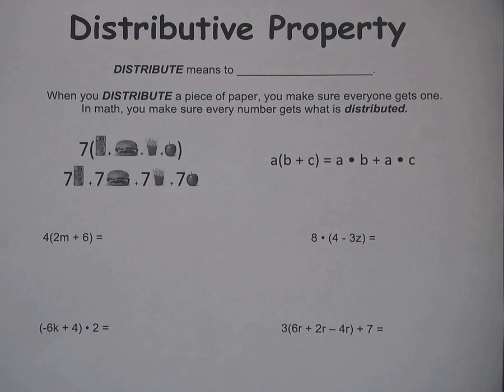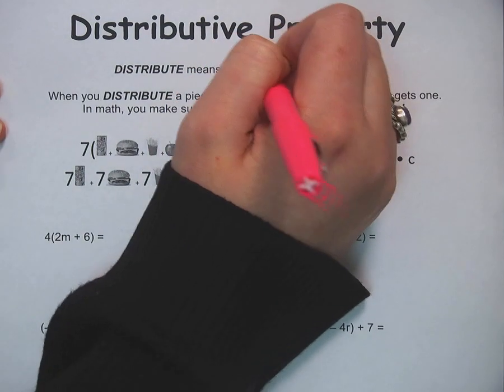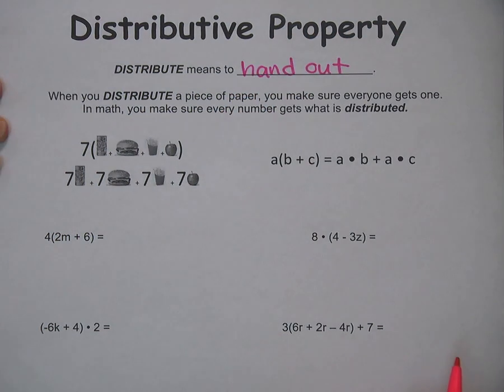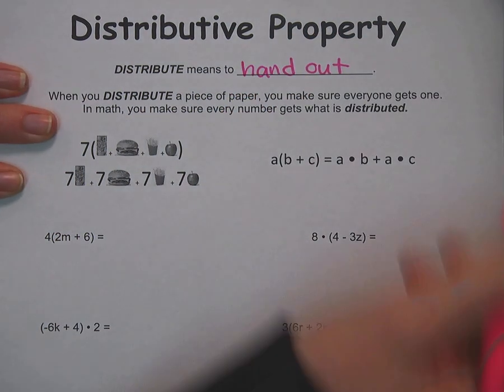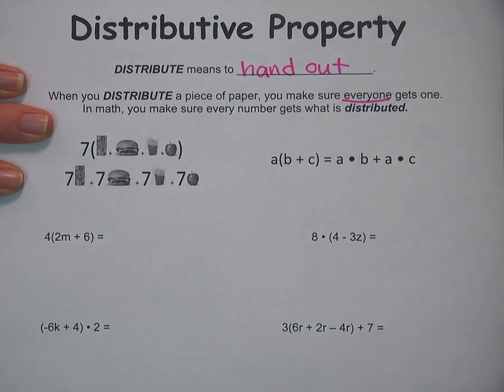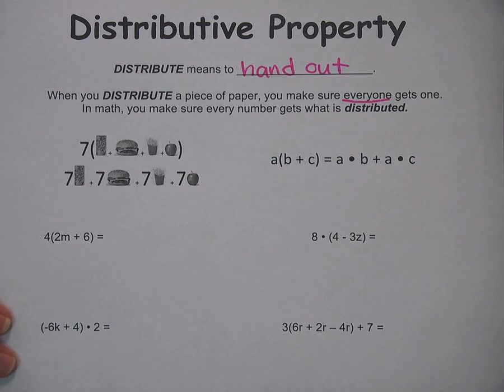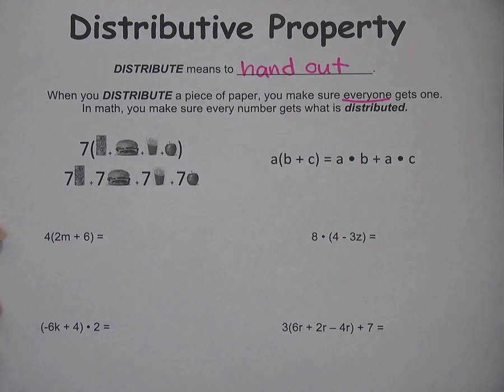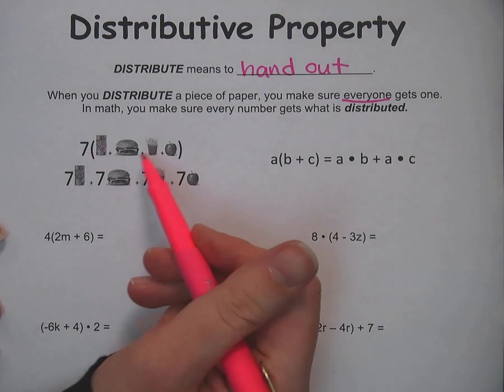We are going to spend some time talking about the distributive property. Distribute means to hand out. When you distribute a piece of paper, you make sure everyone gets that piece of paper. So in math, when we distribute a number, every number gets what is distributed. So let's look at our first example.